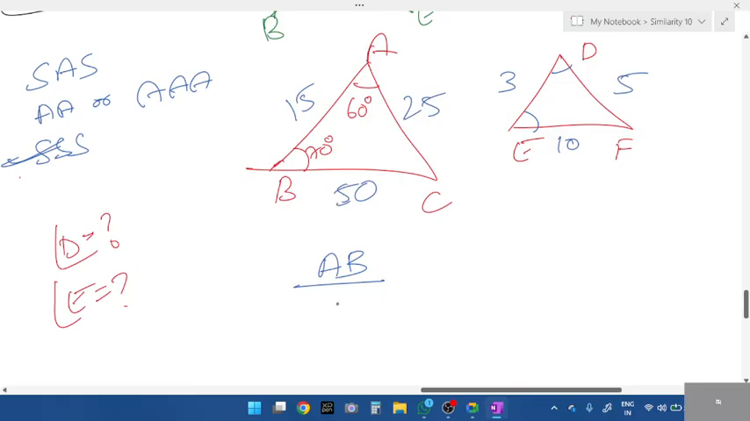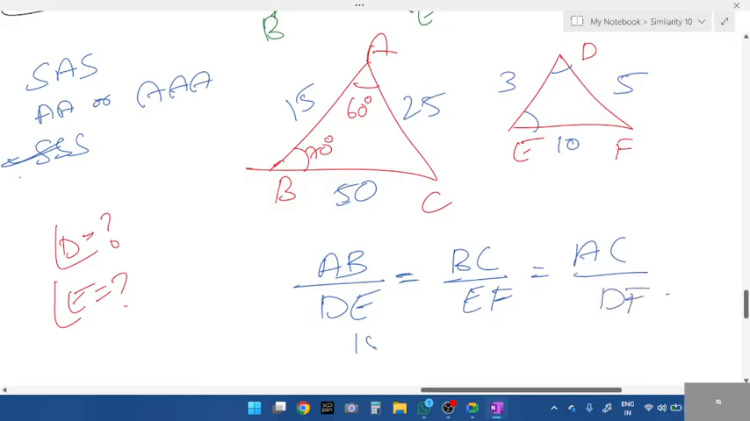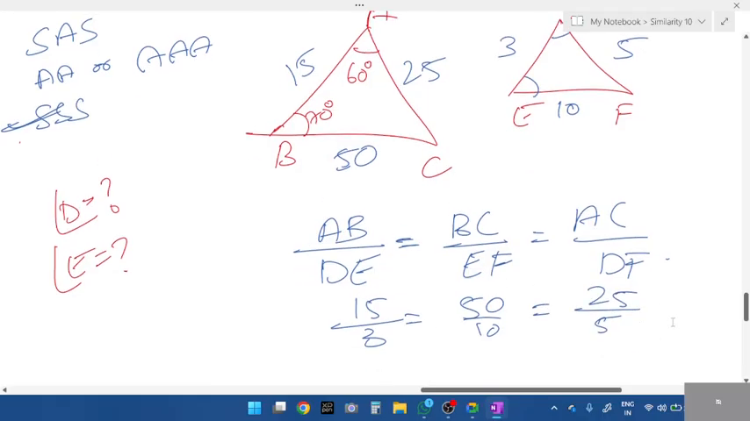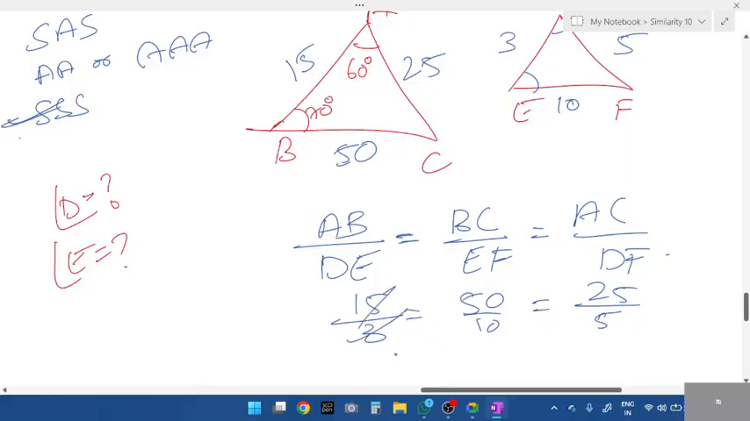Tell me the value, students. AB divided by DE should be equal to, apply side, side, side. Take all three sides. BC divided by, on the right hand side, EF is equal to AC divided by, tell me the value, students. 15 divided by, next, 50 divided by 10. 25 divided by, reduce it. What do we get? 5. All three sides 5.